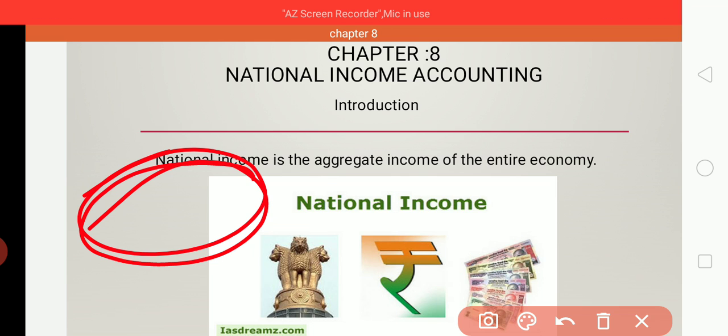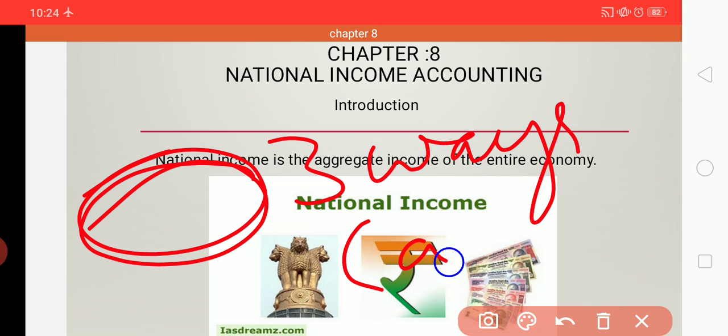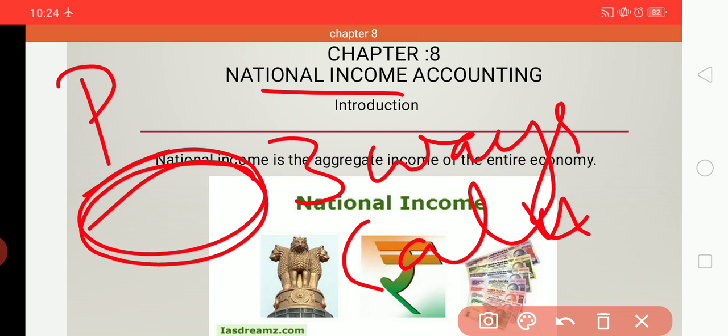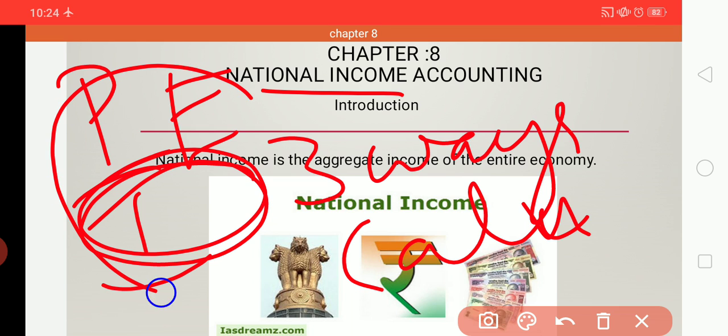There are 3 ways to calculate this national income. So, what are the methods to calculate the national income? Number 1, it is called the product method. Number 2, the income method. Number 3, the expenditure method. There are 3 ways to calculate the national income. All that we are going to discuss.